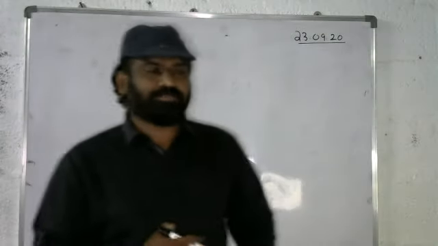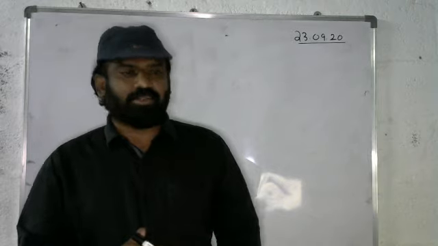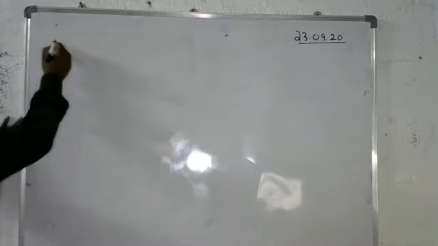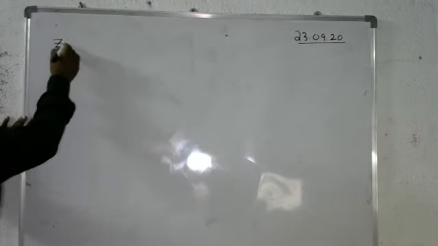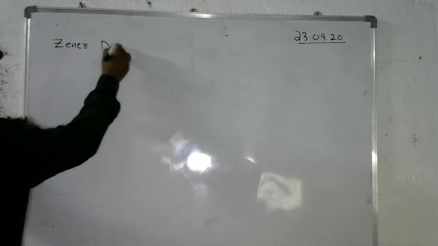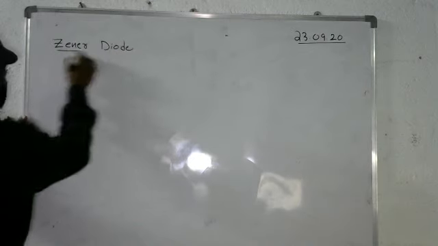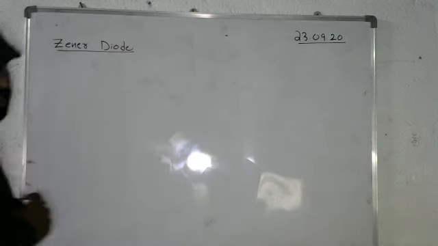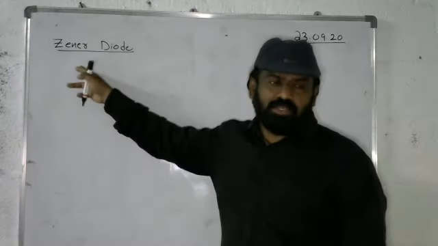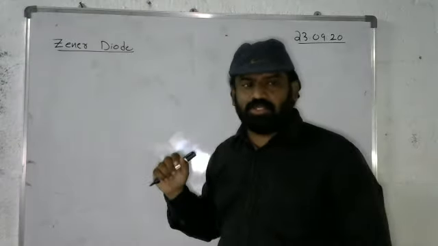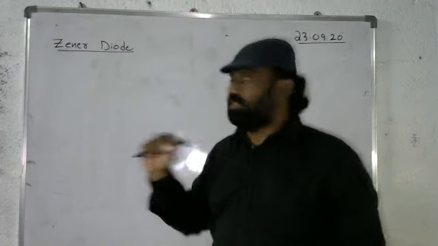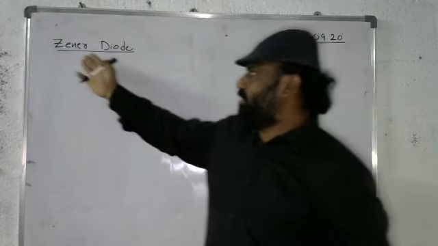Good morning, students. Our next topic is a Zener diode. Zener diode. Z-E-N-E-R. Zener diode. Already we discussed the PN junction diode. That is called an ordinary diode. This is another diode, which is said to be a Zener diode.